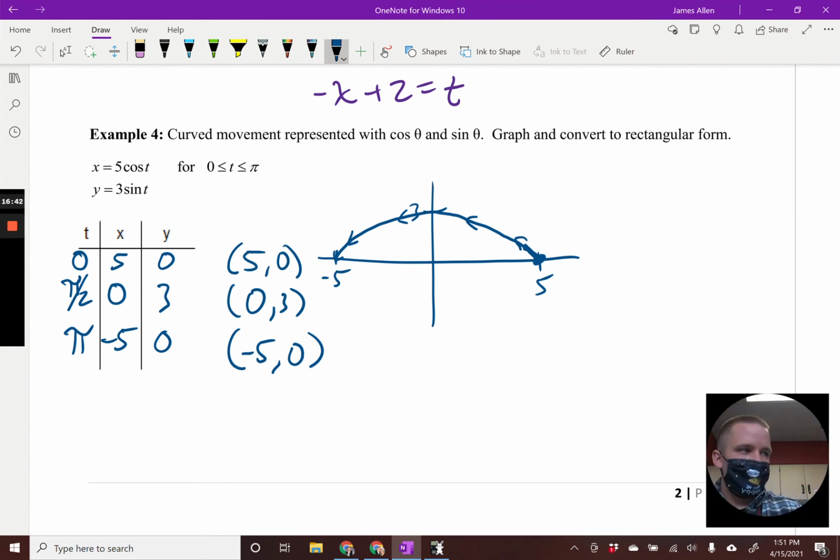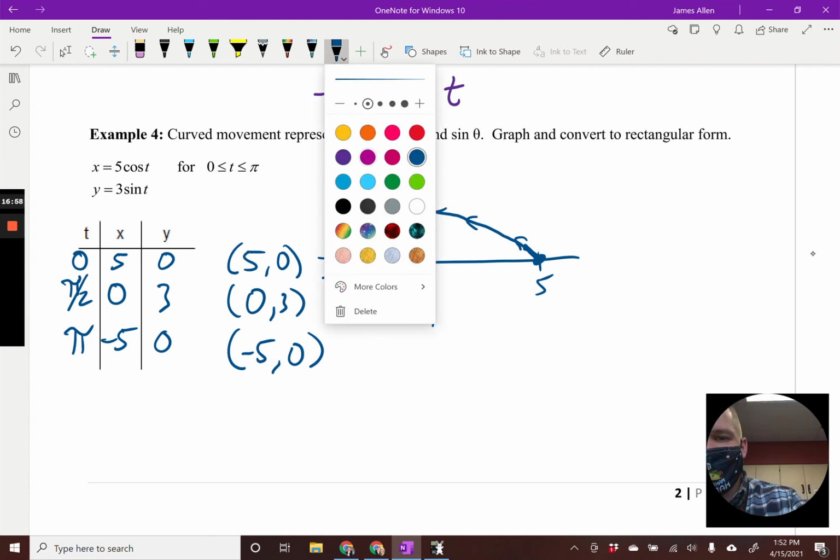Let's see here. How about we convert now to rectangular form? This was going to be a curveball out of left field for you to be like, okay, how the heck am I going to do that? Am I going to use inverse trig, but then that's messy? How about this? Ready? I'm going to throw one at you here.